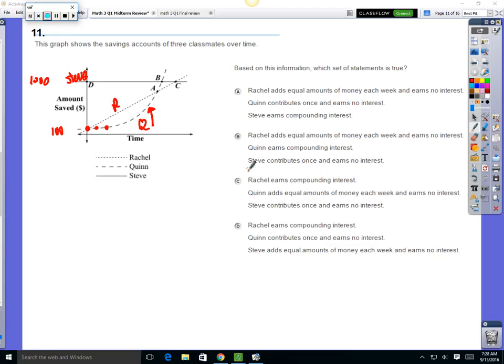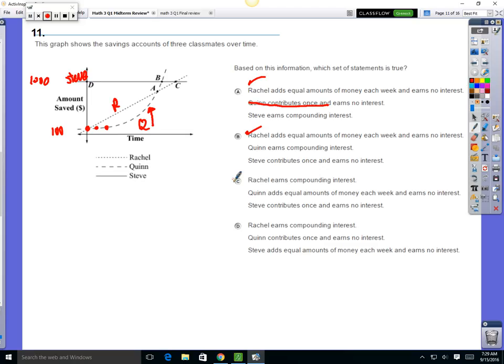So we gotta figure out which one of these describes what's going on. A, Rachel adds equal amounts of money each week. Yeah, that is true. She adds the same amount each week. Quinn contributes once and earns no interest. That's not true. Okay, Rachel adds equal amounts. So it's got to be Rachel adds equal amounts.